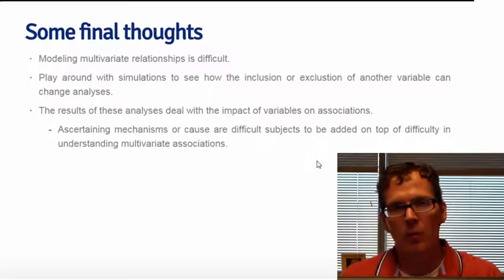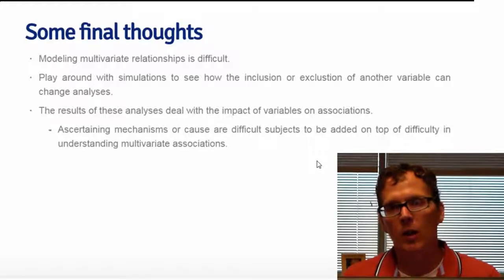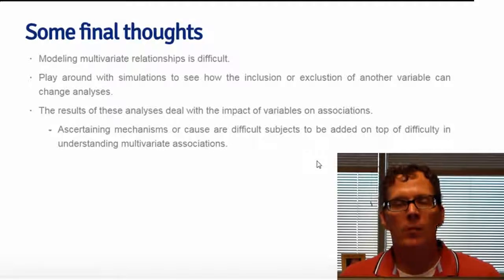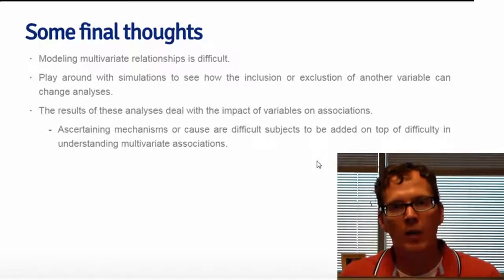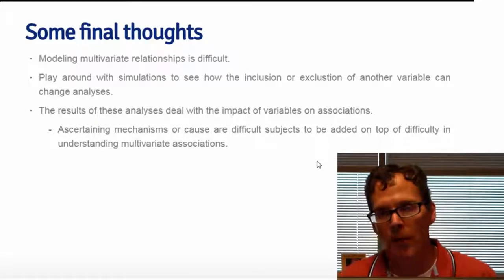If I have systolic blood pressure in a model and I put diastolic blood pressure in a model as well, that of course makes the first one go away. But that's not interesting. I know those two blood pressure measurements are highly correlated. Why should I have them both in the model?